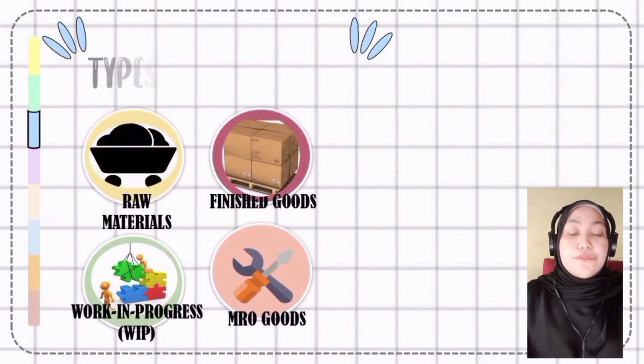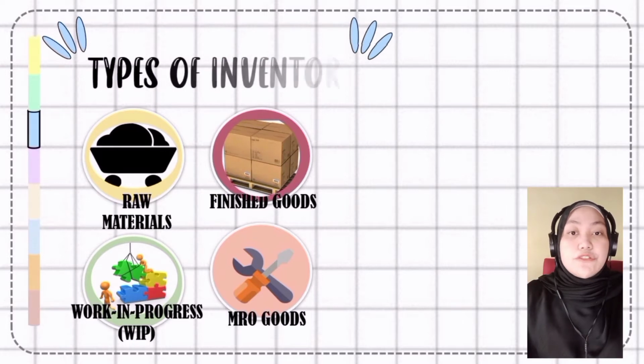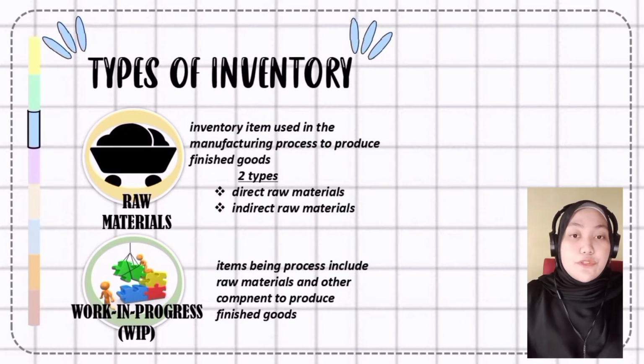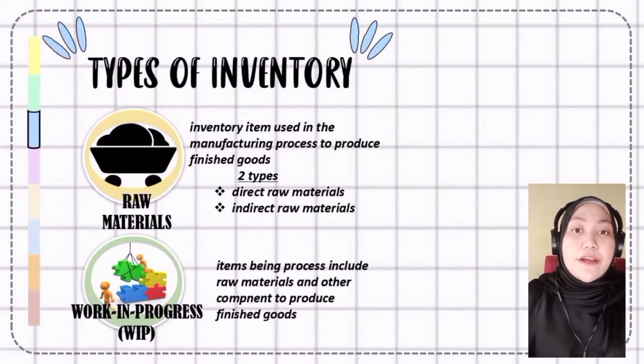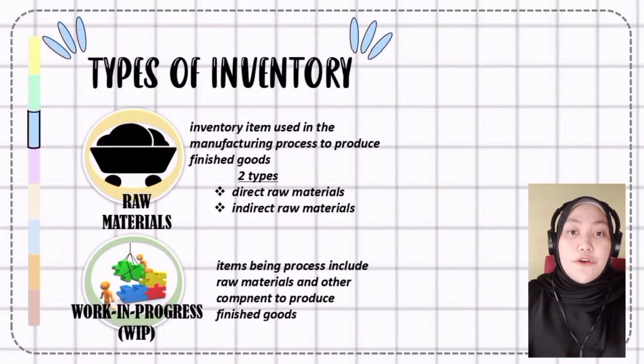Before I go through inventory management, let me tell you the types of inventory. There are 4 types of inventory, and the first one is raw materials. Raw materials are inventory items used in the manufacturing process to produce finished goods. There are 2 types of raw materials. The first one is direct raw materials. Direct raw materials are the materials directly used by the company in the manufacture of finished goods. For example, wood that is used to make a chair.